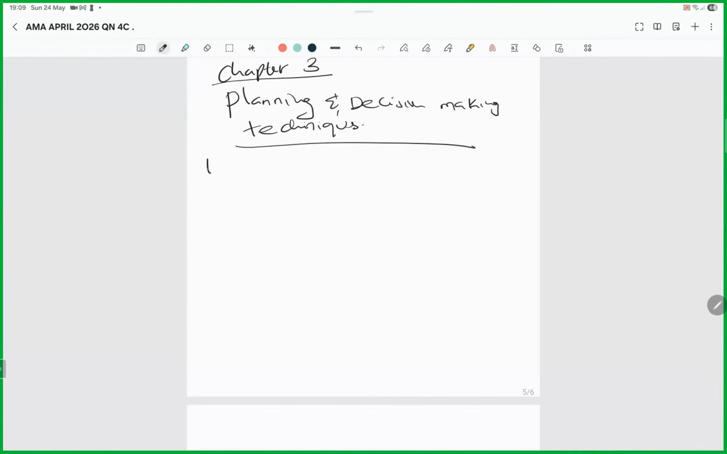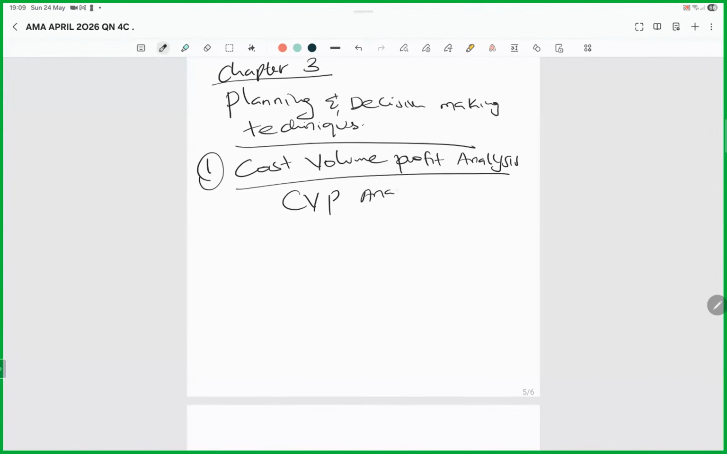We start with the first planning tool, what we call the cost volume profit analysis, CVP analysis. I'm so lucky because most of you did your management accounting last semester. I will not make assumptions of knowledge, but that also helps a bit.